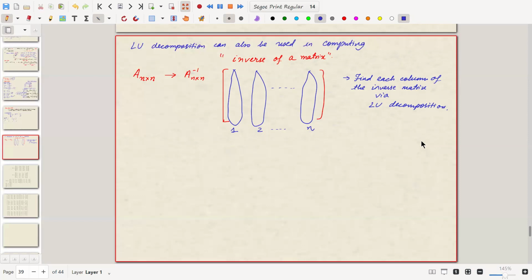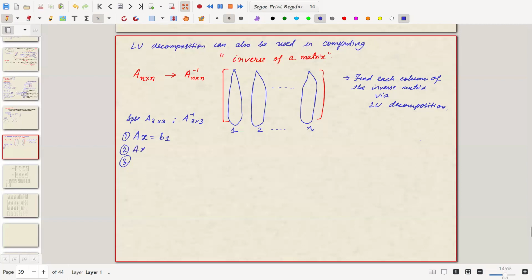So you can solve this equation Ax equals B1. Suppose we are taking a 3 cross 3 matrix. Suppose A is a 3 cross 3 matrix. That means the inverse will also be a 3 cross 3 matrix. You can compute the 3 columns of the inverse matrix this way. You have to solve 3 different linear equations. That will give you the answer for each column of the inverse matrix.